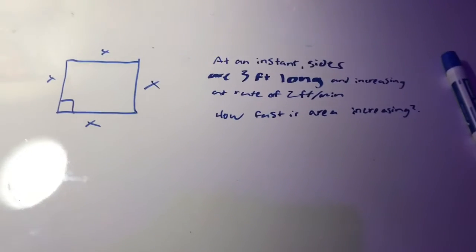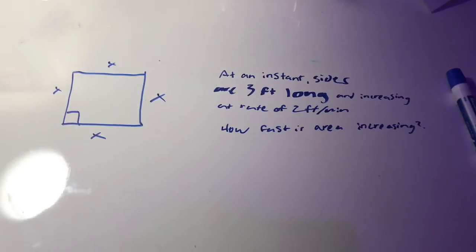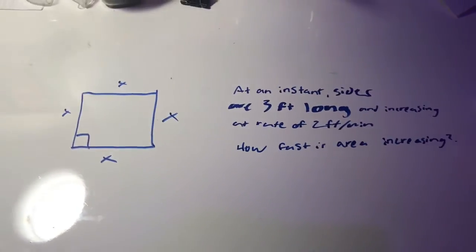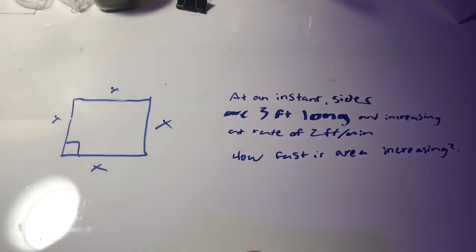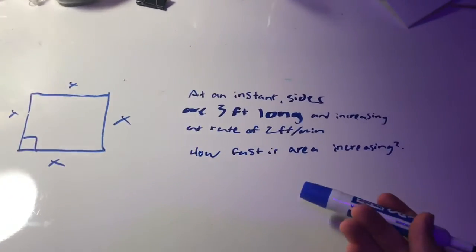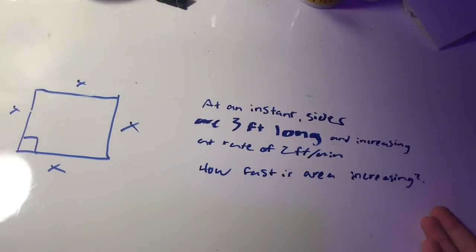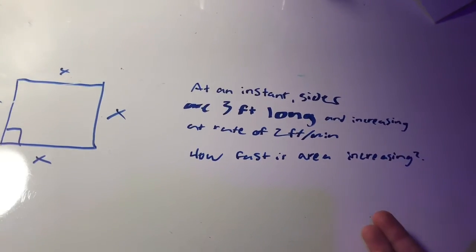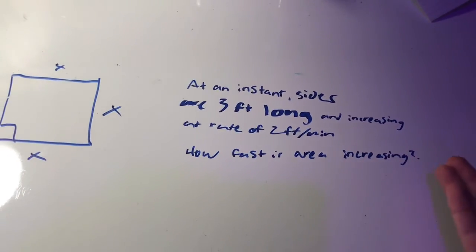Today we're going to be talking about some sort of rates, specifically of the related assortment. So if you look here at the example problem, we have a square, all sides are equal. And the question is asking, how fast is the area increasing when the sides are 3 feet long and they increase at a rate of 2 feet per minute?